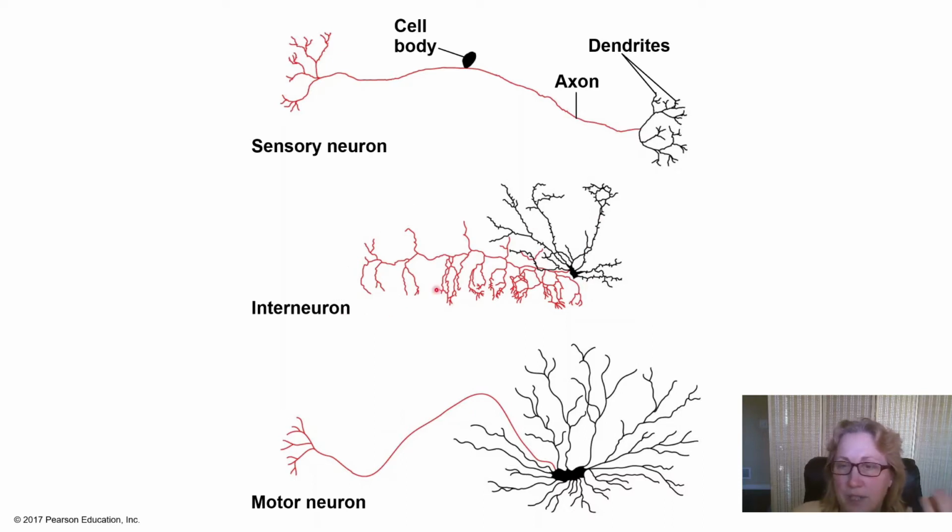Interneurons receive information from other cells, send out information to other cells. They are in the central nervous system. And motor neurons, again, they're receiving information and transmitting it to muscles. Motor neurons, the axon of a motor neuron ends at a muscle cell. And it could be smooth muscle or striated muscle.